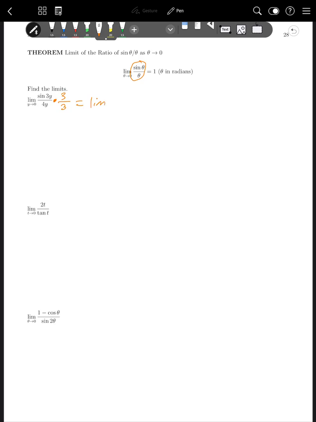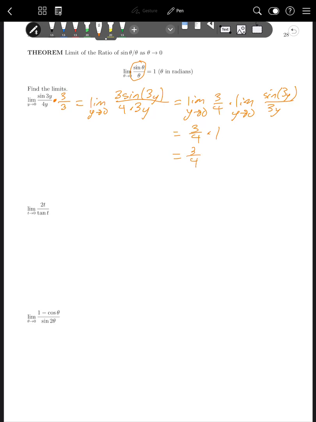Because 3 over 3 is 1, that doesn't change the value of the function. So this would be the limit of 3 sine of 3y over 4 times 3y. So that's the limit as y approaches 0 of 3/4 times the limit as y approaches 0 of sine of 3y over 3y. And we know that the limit of 3/4 is 3/4, and the limit of sine of 3y over 3y is 1 from the theorem. So that would just be 3/4. Okay. And that's the kind of thing we're going to need to do.